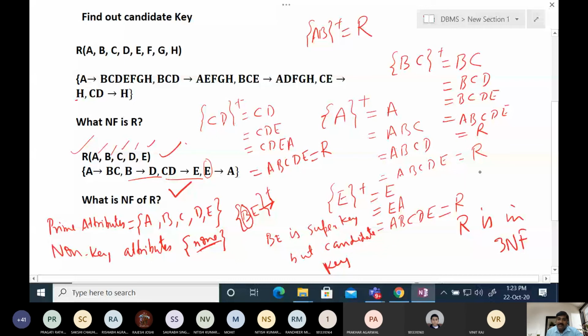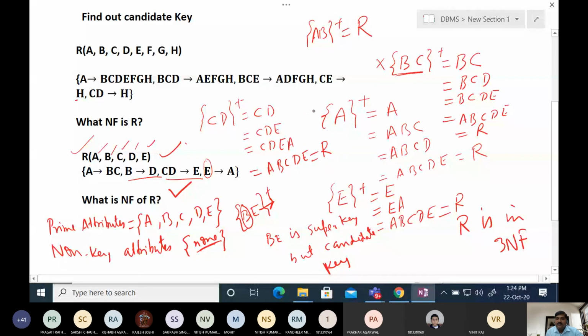You have to carefully find out the candidate keys. If you skip anything, suppose you skip this, okay, this is not a candidate key, then in non-key attributes we will write B, and whatever you will say, this is not in the third normal form, so you will take a wrong decision in that case. So the first step for identifying the normal form of R is to calculate the candidate key.